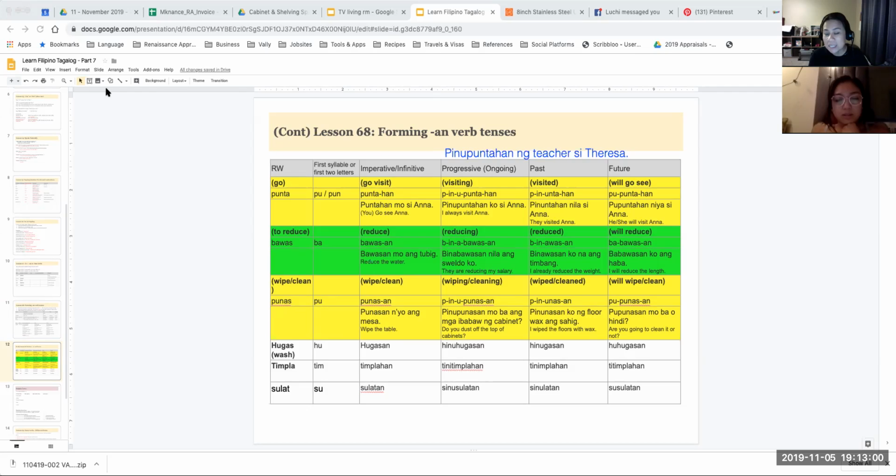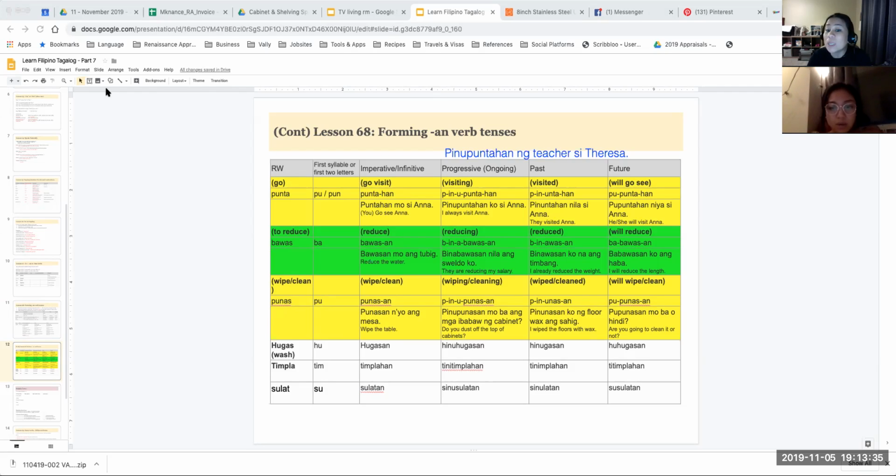But in this case, we use the linker when we're talking about a noun and then an adjective, or an adjective before the noun. Masarap na food. Food na masarap. So that is how we use it as a linker. But in this context, binawasan ko na, it came after a verb. So it is an adverb. It means already. Make sense?